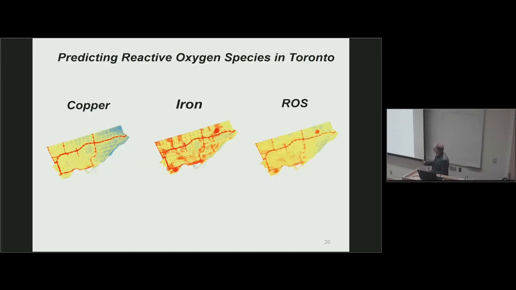Another surface that we developed is for different transition metals. This is the city of Toronto. This is for copper. You can see the major roadways. This is the 401, the Don Valley Expressway. This is iron. And this is the reactive oxygen species, which is a mathematical model generated from a lot of inputs, mainly copper and iron. One of the interesting things here is you see these are two major rail yards. So you can see a lot of the metals being generated from those rail yards.